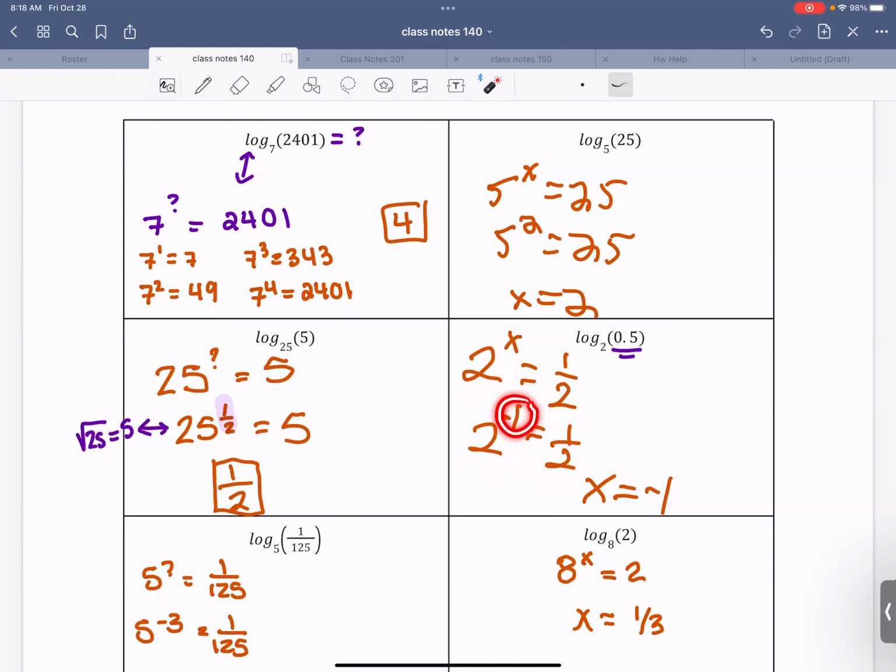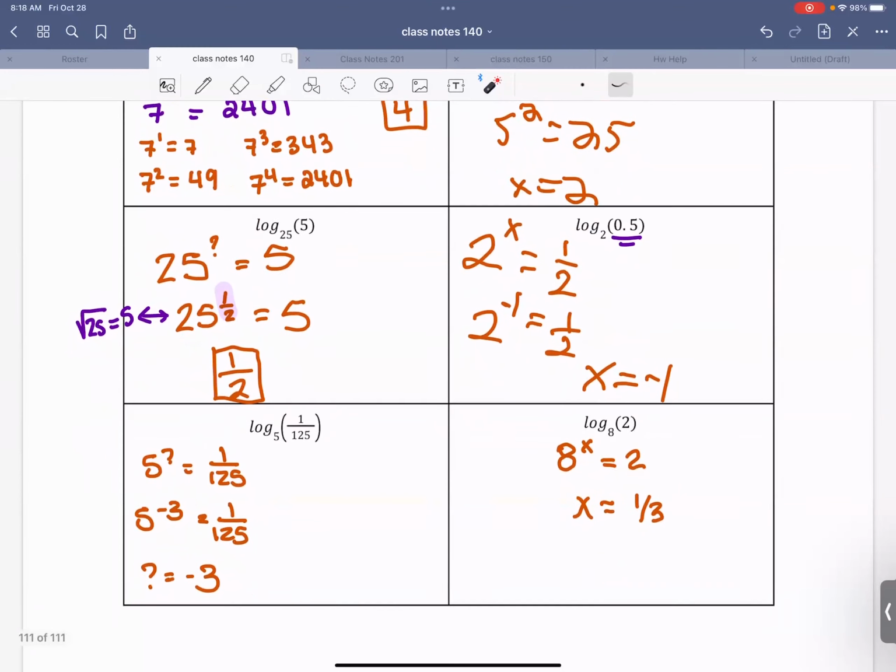What do we do with negative exponents? Flip it, right? When we have a negative in the exponent, it means flip the 2 to the bottom. Remember, change the sign, you flip the line. So that's why this is true. And because we found the exponent that we can raise 2 to get half, we know the answer is -1. Any questions on that one?